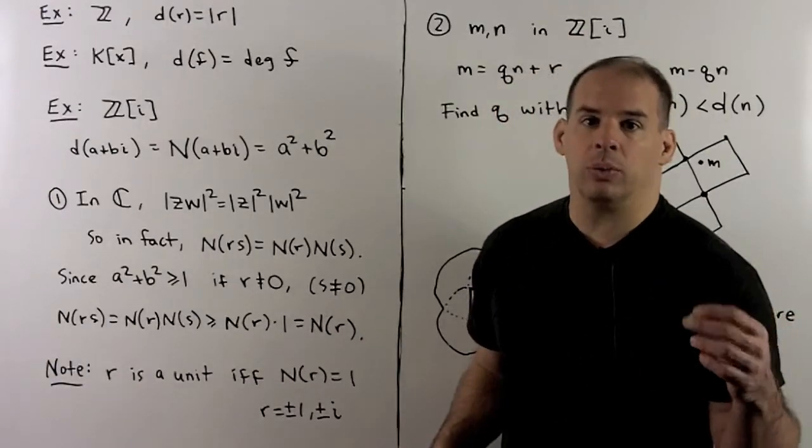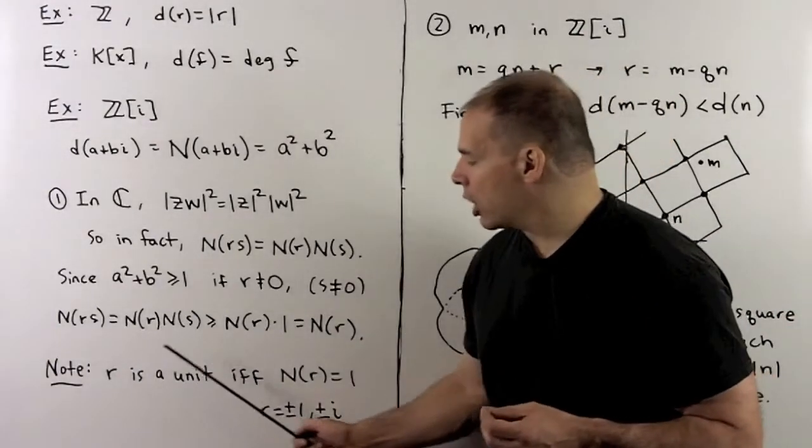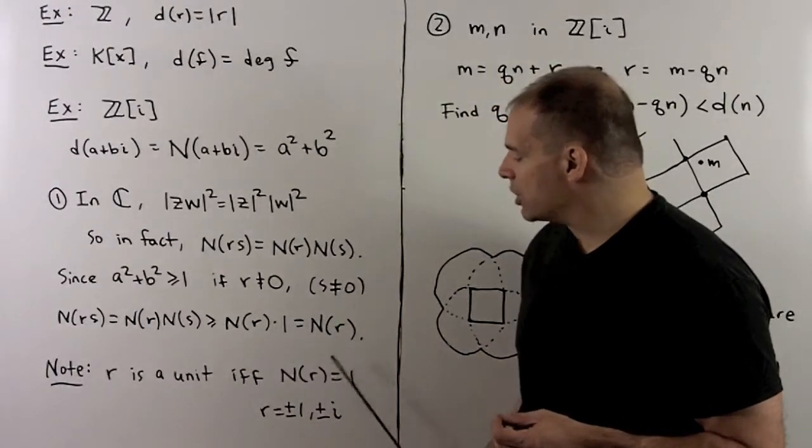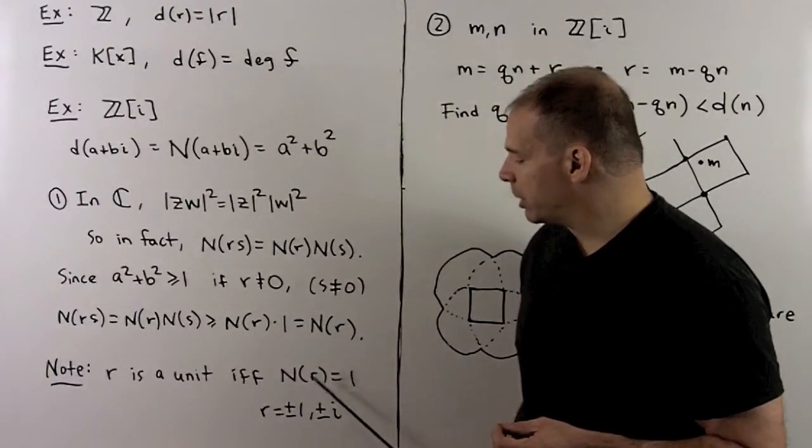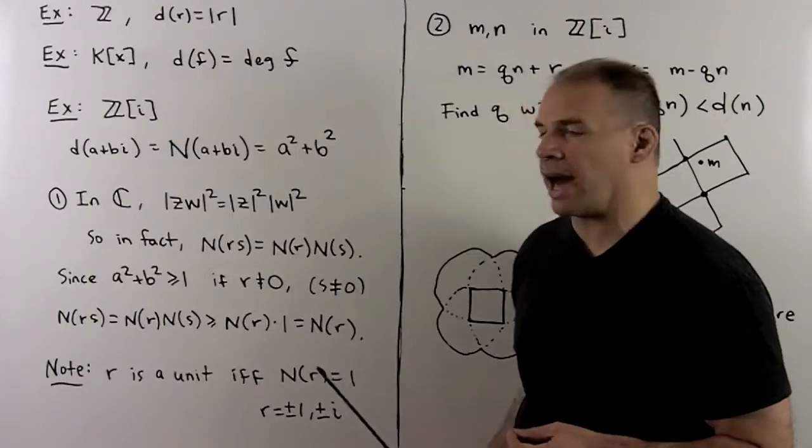As a side note, we know for Gaussian integers, r is a unit if and only if N of r is equal to 1. So r is equal to plus or minus 1 or plus or minus i.